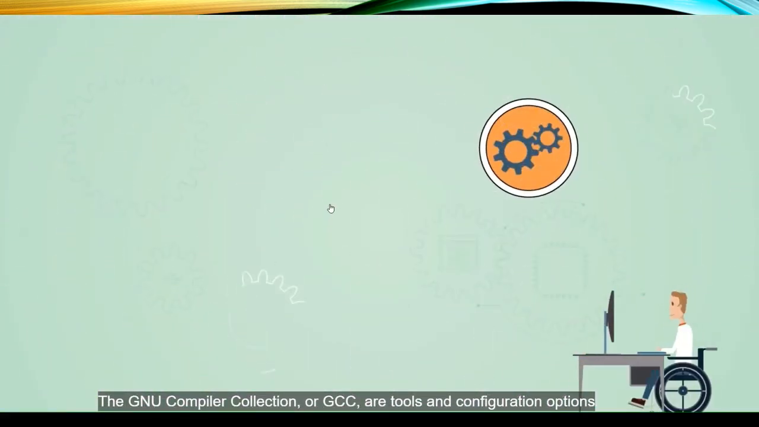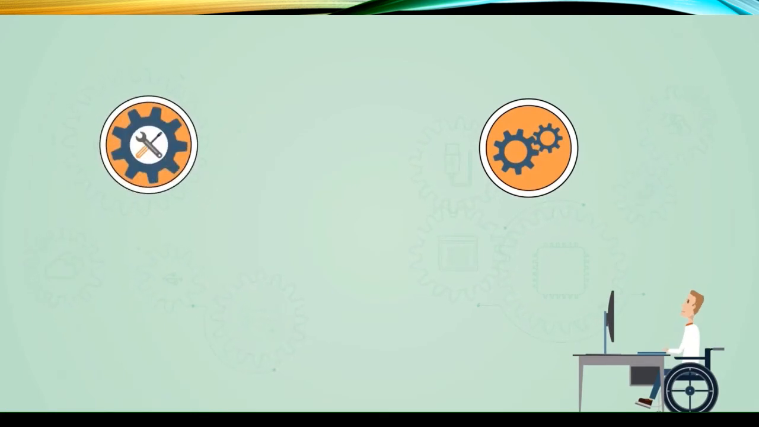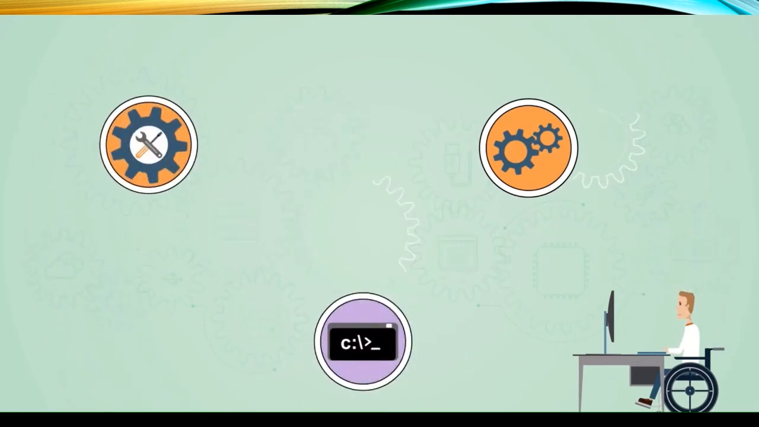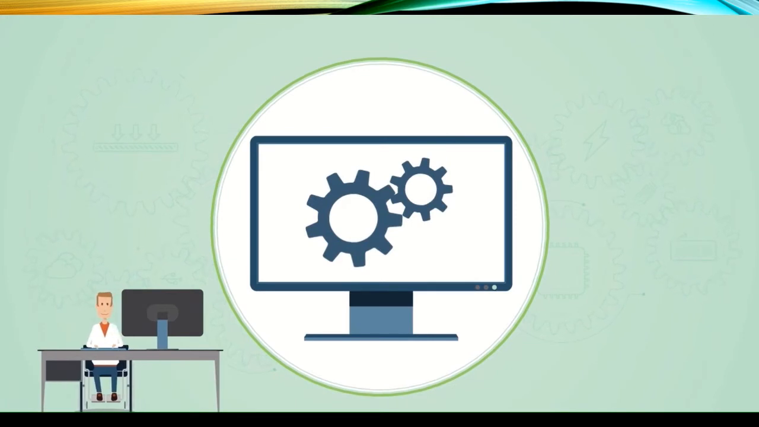The GNU Compiler Collection, or GCC, are tools and configuration options that you can use to compile and link C++ programs from the command line. In this video, I'll demonstrate how to use the GNU C++ compiler, or GCC, to compile an executable file from the command line.